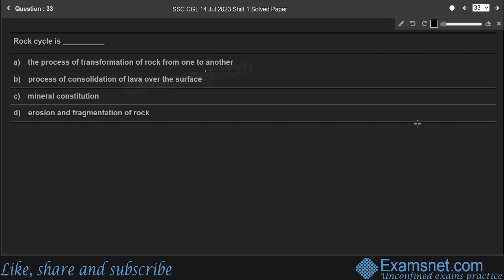Question 33. Rock cycle is option A, the process of transformation of rock from one to another; process of consolidation of lava over the surface; mineral constitution; and erosion and fragmentation of rock. Rock cycle is the process of transformation of rock from one to another. Rocks do not remain in their original form for long. They undergo transformations. This cycle is an uninterrupted process through which old rocks are converted into new ones. Option A is the answer.